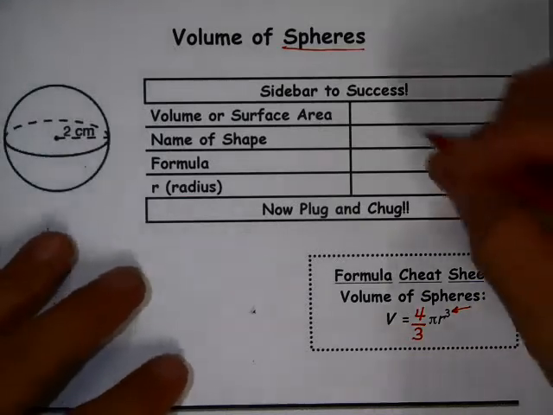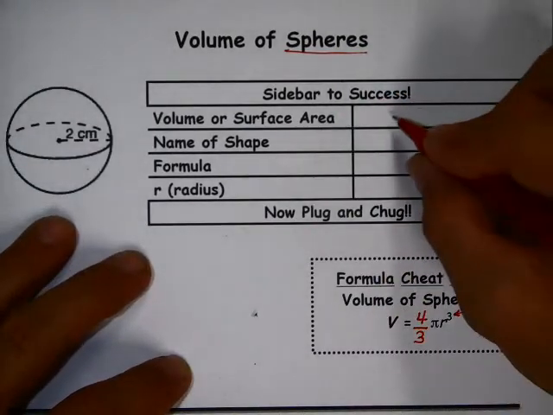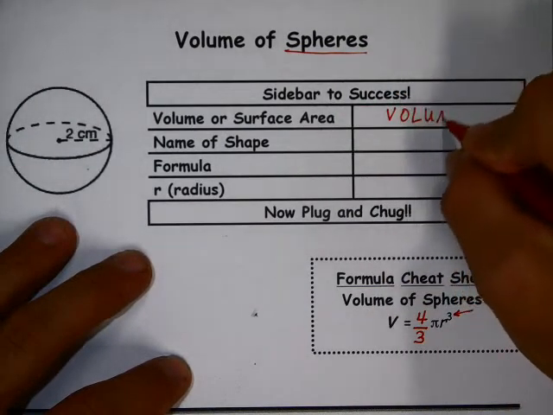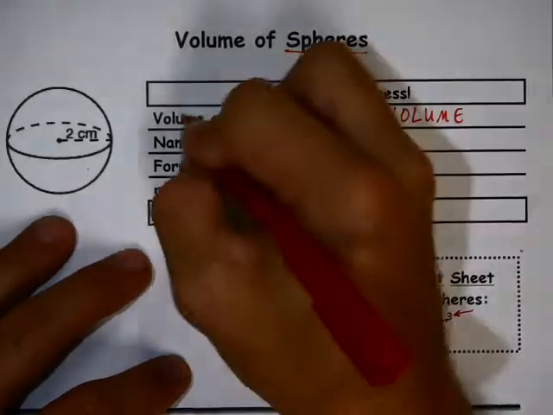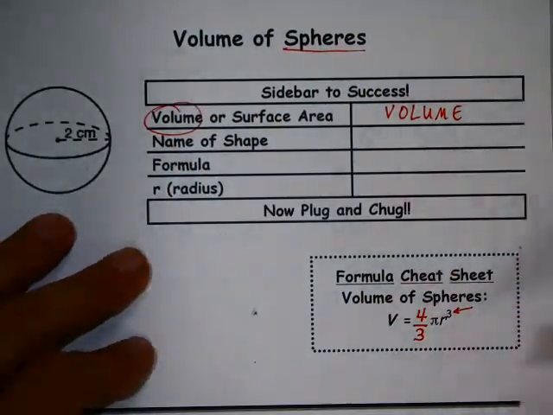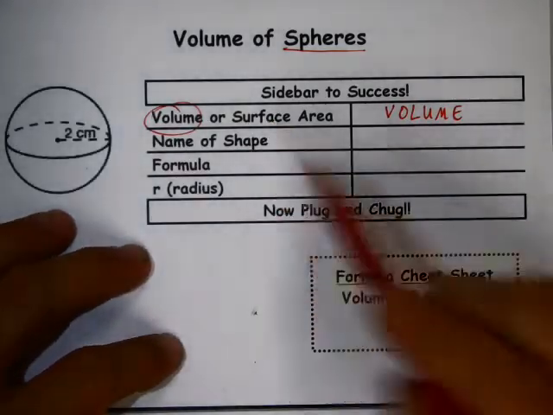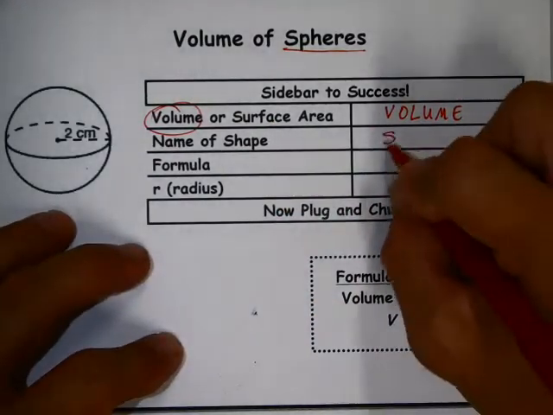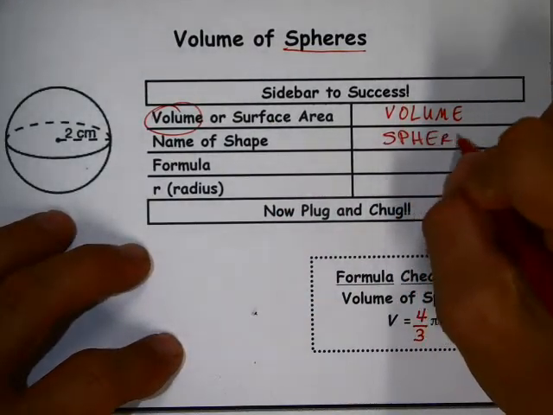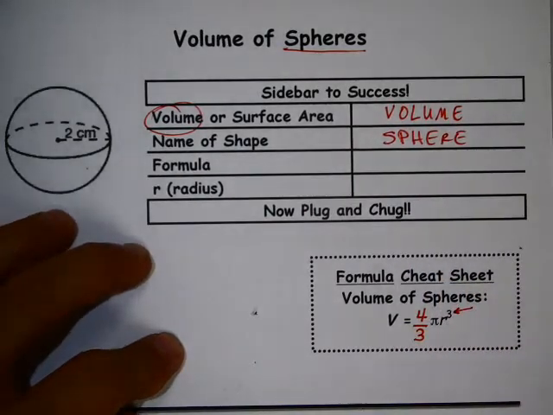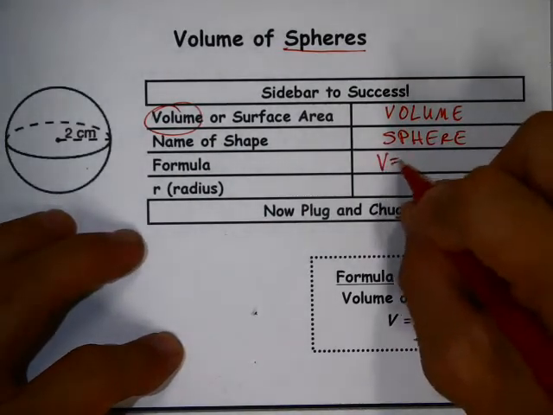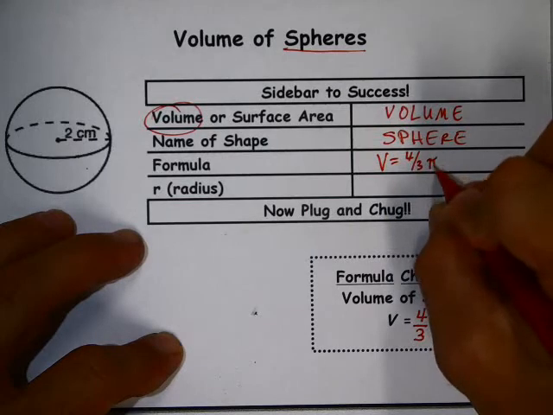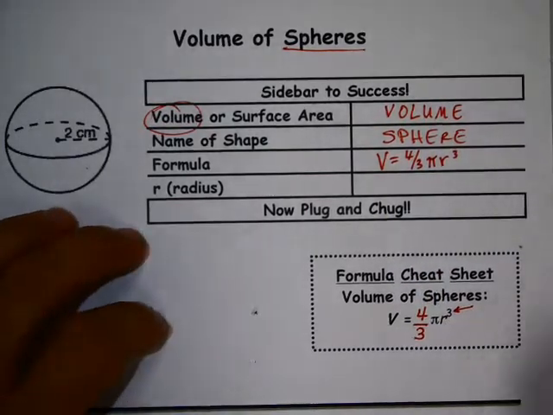So let's go to our notes side here for our list of stuff we're going to be doing. We've got volume, which is what we're solving for. Again, when we get to surface area, these sheets are going to look the same, except we're just going to be doing surface area. The name of the shape is a sphere. Again, not a spear. The formula: volume equals 4/3 pi radius cubed.